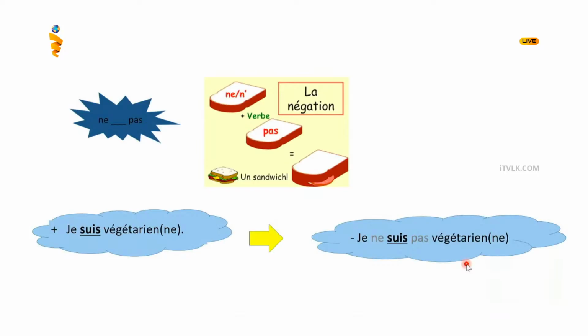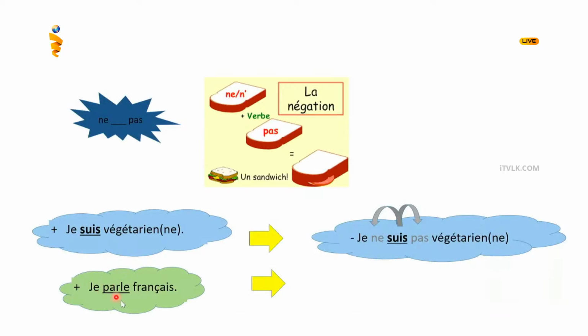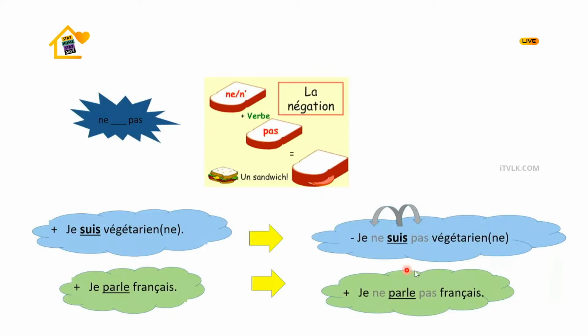I thought of giving you another example. Je parle français. I speak French. So the negation of that sentence is, before that you have to identify the conjugated verb there, parle, speak. Before and after the conjugated verb, you have to add ne and pas. That is the basic way of forming a sentence in negation. Now we'll go to the second part where you have to be very careful.